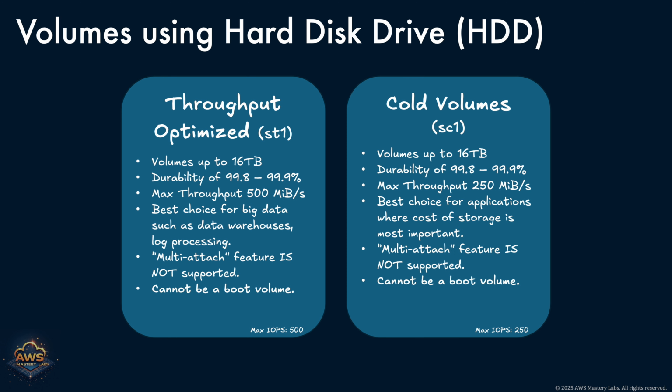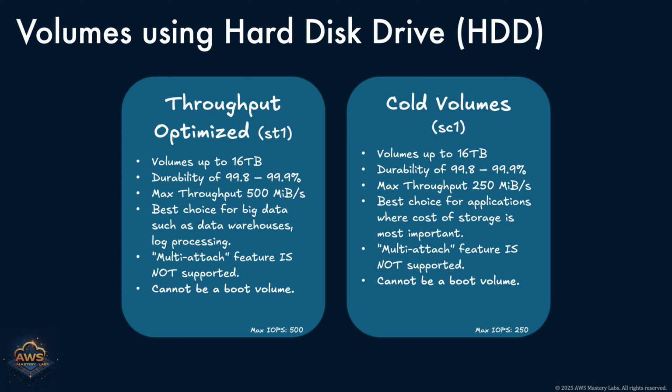The SC1 volume type in Amazon EBS stands for Cold HDD, hard disk drive, and is designed for infrequently accessed throughput-oriented workloads. It offers the lowest cost per GB among all EBS volume types, making it ideal for scenarios where storage cost is more important than performance. SC1 volumes are best suited for cold data storage, backup repositories, archive logs, and older and less frequently accessed datasets.